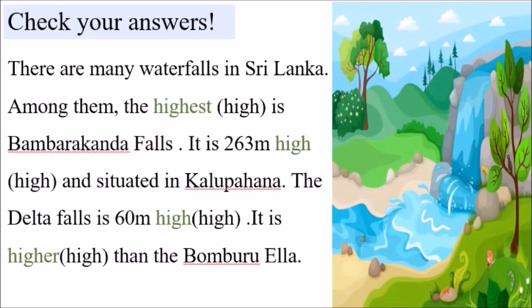Have you finished? Let's check the answers. There are many waterfalls in Sri Lanka. Among them, the highest is Bambarakanda Falls. It is 263 meters high and situated in Kalpahanu. The Delta Falls is 60 meters high. It is higher than the Bomburu Ella. Answers are the highest, high, high, higher than.